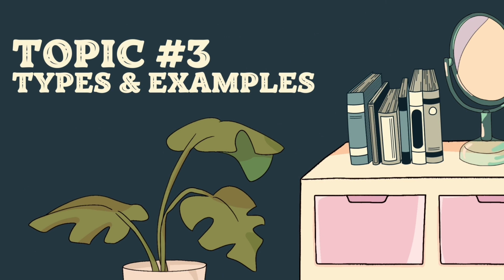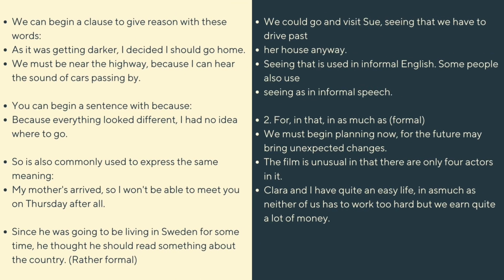Next topic is the types and examples of reason clause. The first point is we can begin a clause to give reason with these words. The first example is, as it was getting darker, I decided I should go home. And the second example is, we must be near the highway because I can hear the sound of cars passing by. Remember that the reason clause is followed by the words as, since, because, and so.